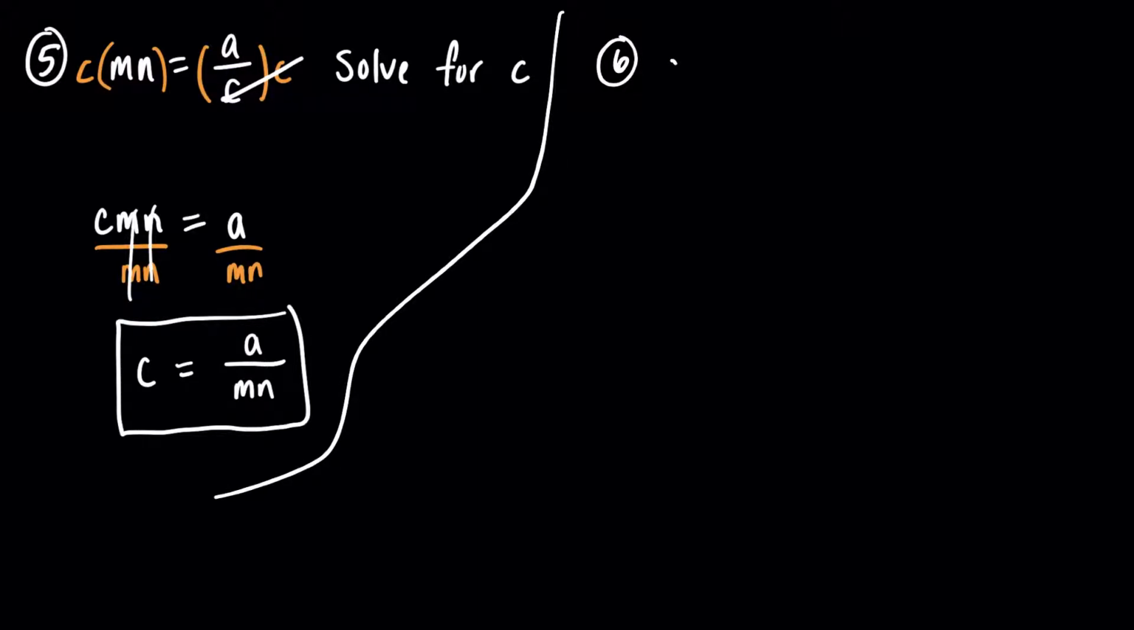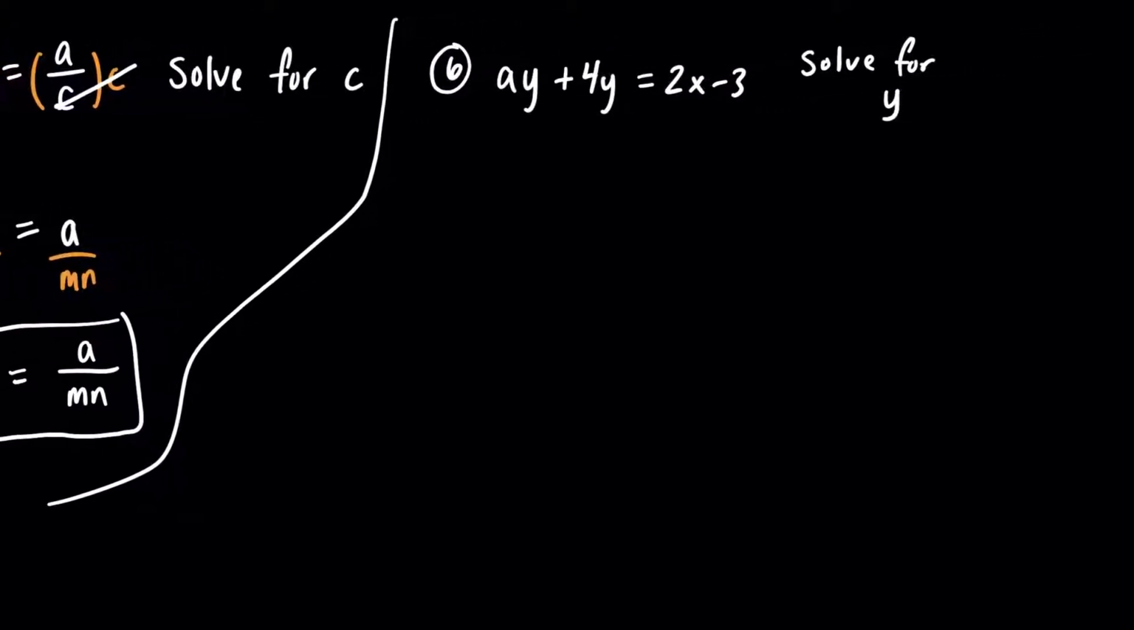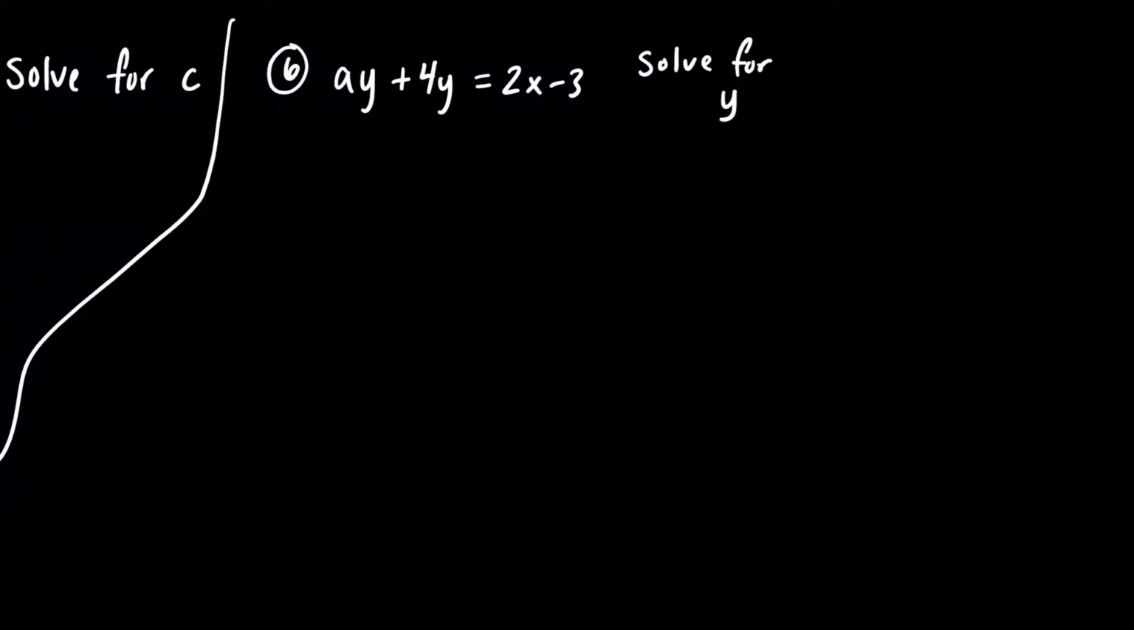Number 6. And this is where they start to get a little weird. Many of you will track with me just fine and probably could have done these without much help. But this is where a lot of people start to have trouble. What if this had asked you to solve for y? So you've got ay plus 4y is equal to 2x minus 3, and this is asking you to solve for y.